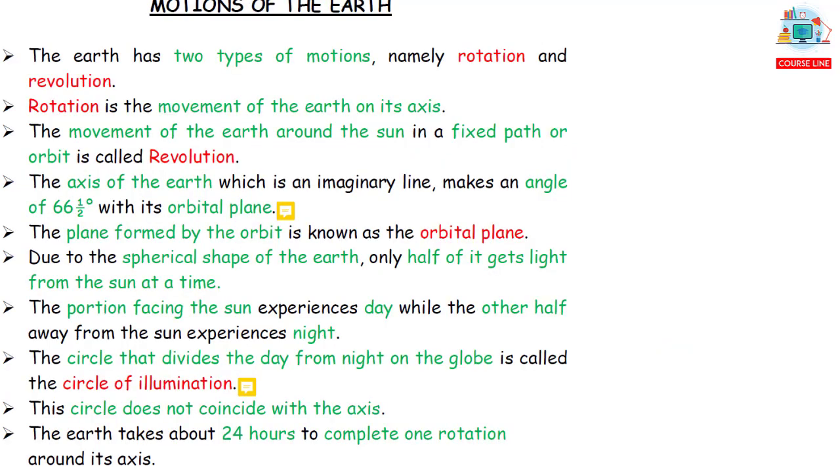Okay, now let's understand the next point. The next point is the circle that divides the day from night. On the globe or on the earth, that circle is called the circle of illumination. Okay, let's understand this.